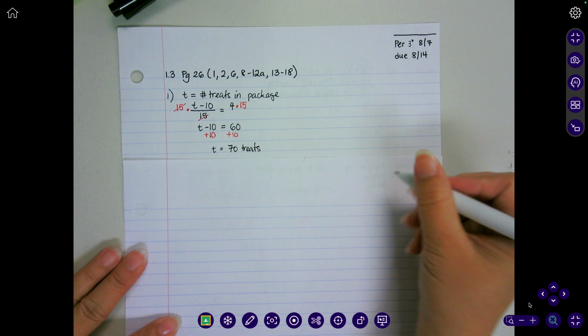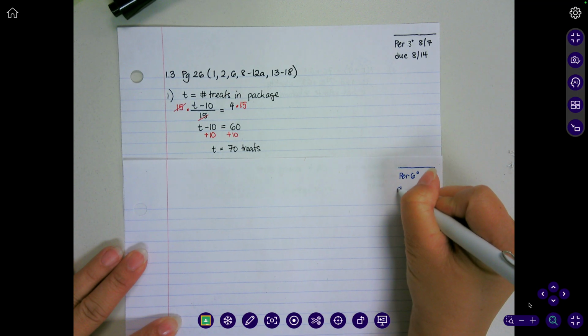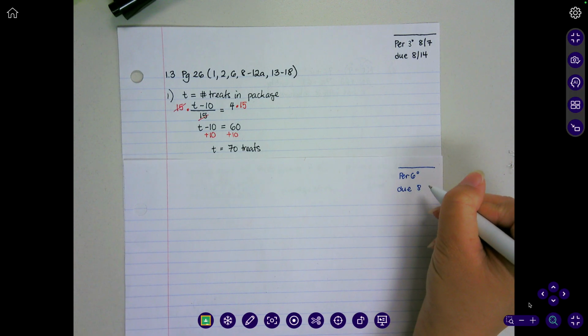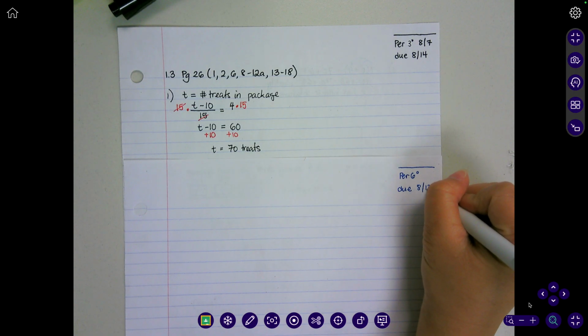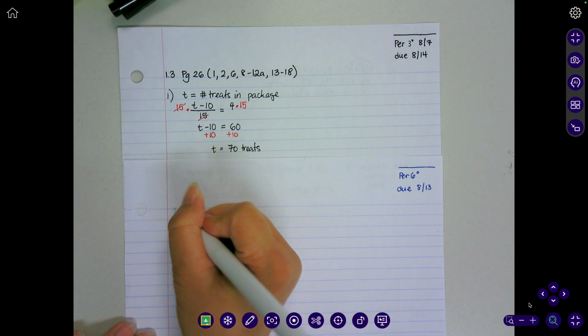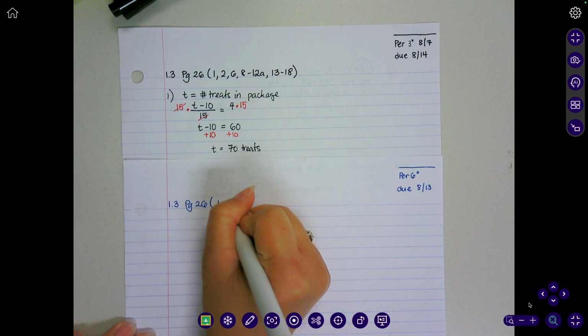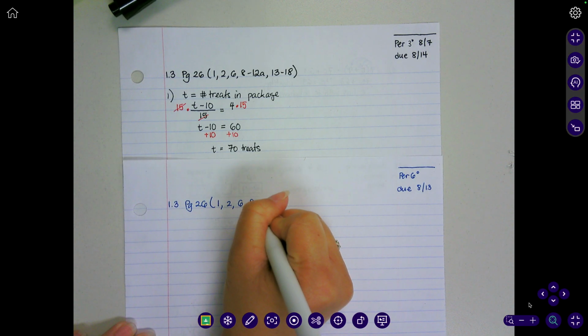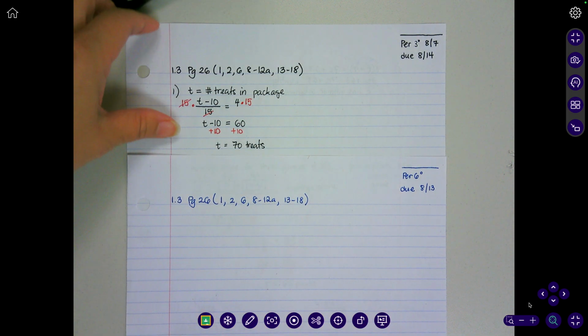So right here, I'm going to write your name. And then this is period 6. This is due 8, let me see. It's not 8:14 because, let me see, I have you on Thursday, so 8:13. So it's due this Thursday. The assignment is 1.3, page 26. You have to do 1, 2, 6, 8 through 12A, and 13 through 18. So that's what you have to do.